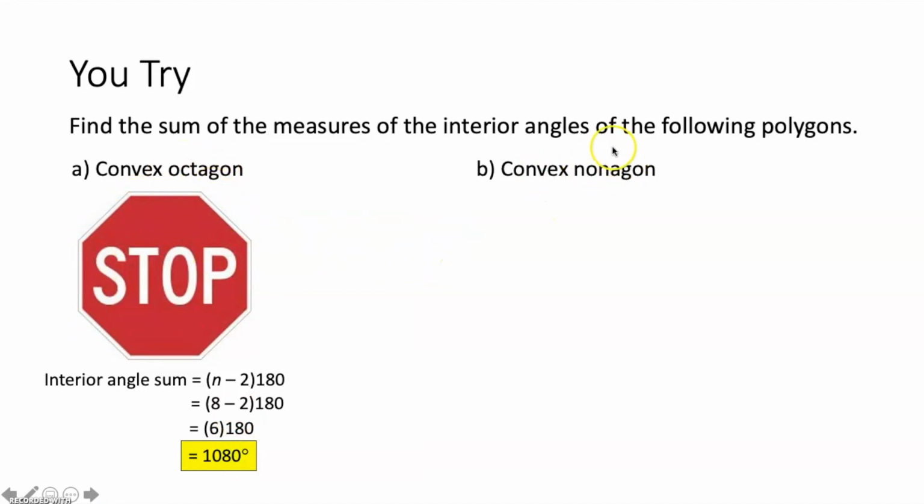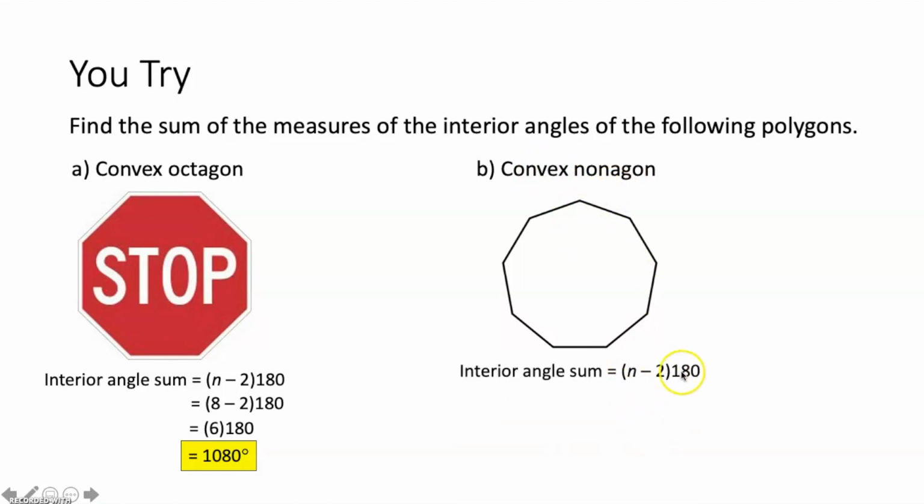Now a convex nonagon. Convex, again, all the angles are pointed outward. Nonagon means it's a 9-sided figure. So it looks something like this. If I want to find the sum of the measures of the interior angles of this convex nonagon, I need to use the formula (n minus 2), the quantity, times 180.